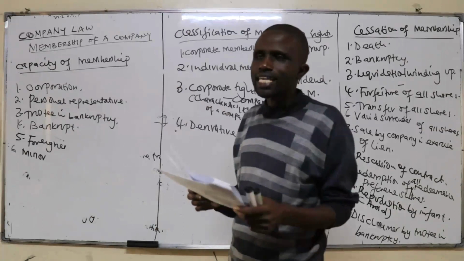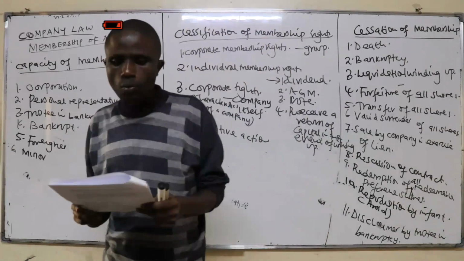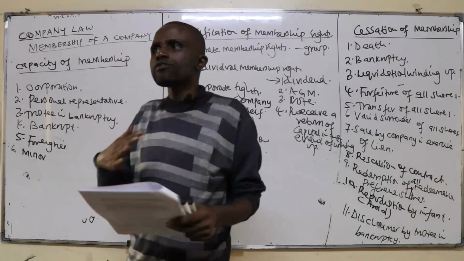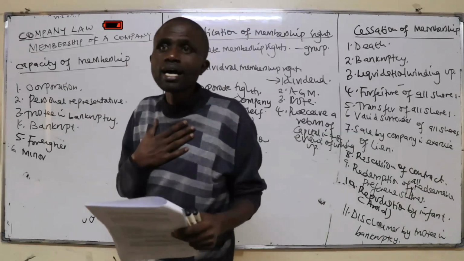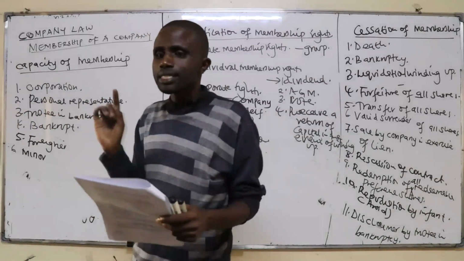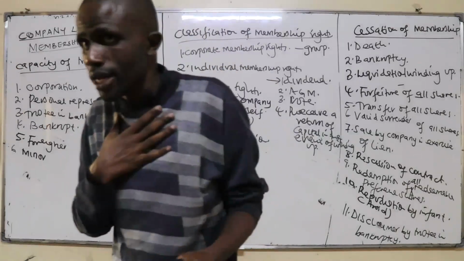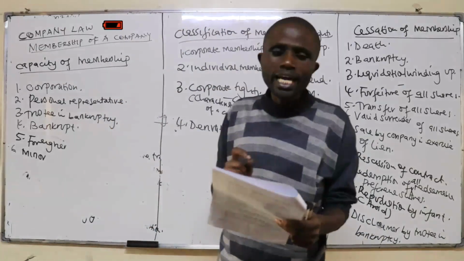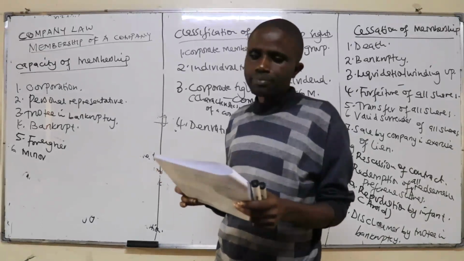Default or unnecessary delay. Who can make an application to the court? 1, the aggrieved person. For instance, my name is in the register of members, yet I'm not supposed to be a member. I'm an aggrieved person, but I'm not a member. Sawa. Second, a member. Even if you are not the aggrieved person, any member can make an application to the High Court for the rectification of the register. And 3, the company.